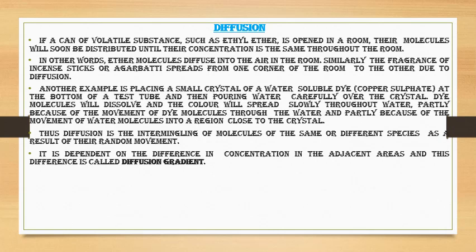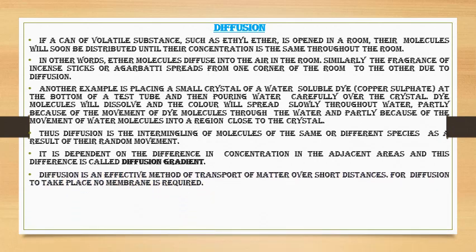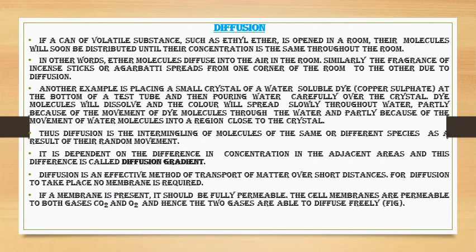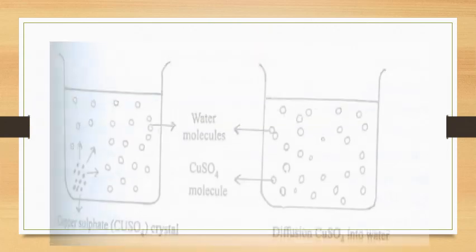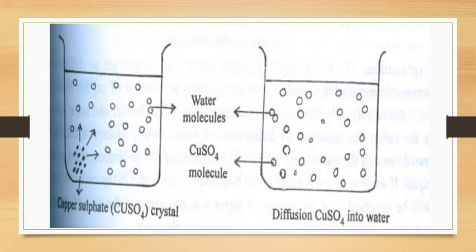It is dependent on the difference in concentration in the adjacent areas, and this difference is called the diffusion gradient. Diffusion is an effective method of transport of matter over short distances. For diffusion to take place, no membrane is required. If a membrane is present, it should be fully permeable. The cell membranes are permeable to both gases, CO2 and O2, and hence the two gases are able to diffuse. You can see this in this figure: copper sulfate crystals diffusing into water.